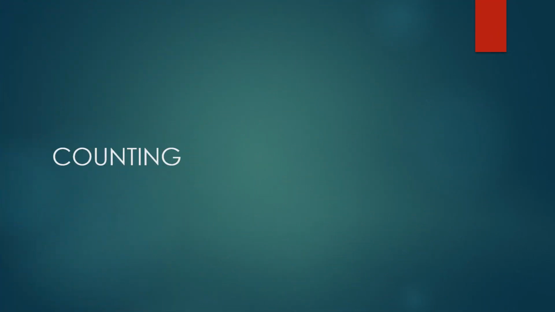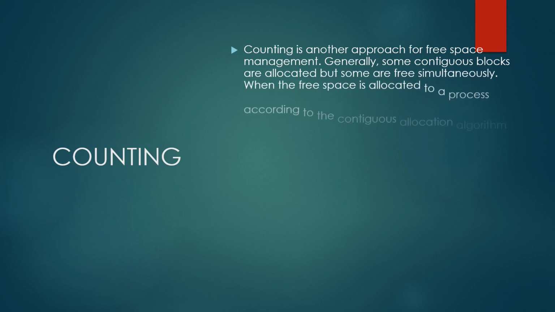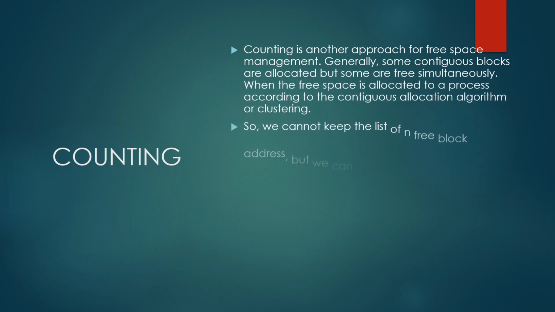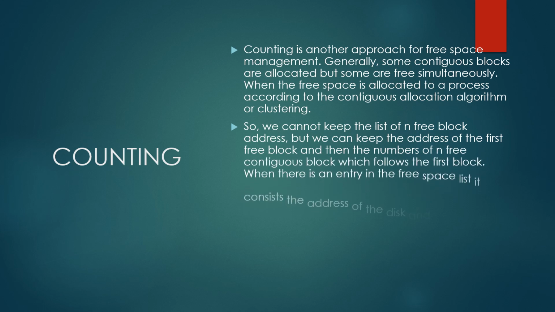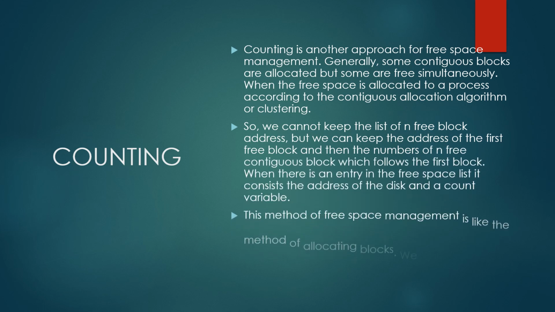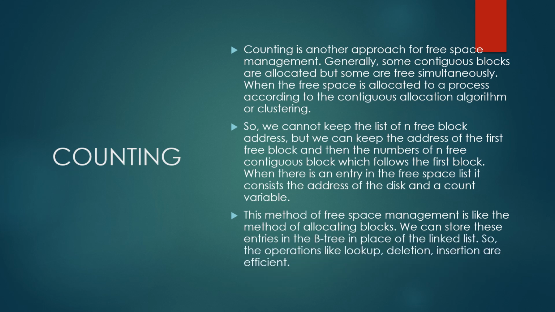Then we have counting. Counting is another approach for free space management. Generally, some contiguous blocks are allocated, but some are free simultaneously. When the free space is allocated to a process according to the contiguous allocation algorithm or clustering, we cannot keep the list of n free block addresses, but we can keep the address of the first free block and then the number n of free blocks which follow the first block.